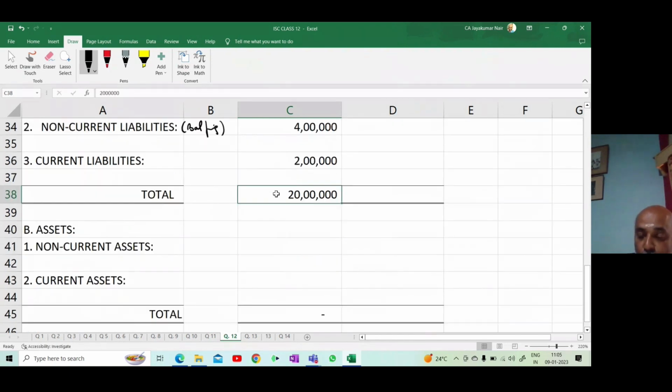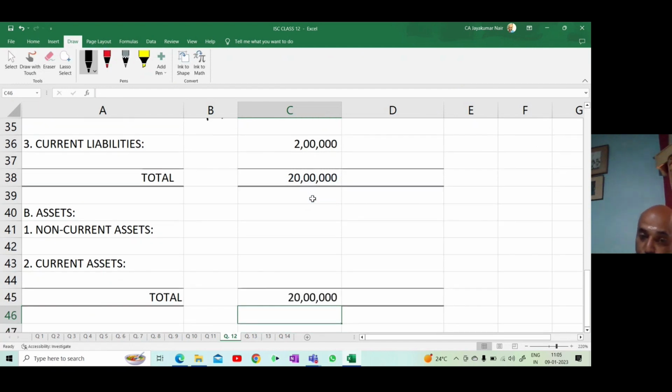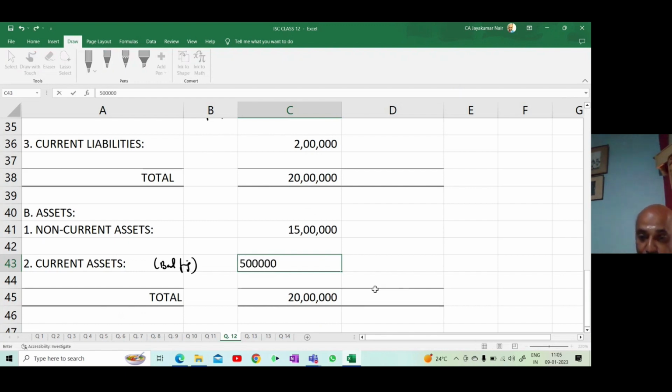Remember, once you know the total of your equity and liabilities is 20 lakhs, that means I know the total of my asset side. Asset side total is also 20 lakhs. Non-current assets is given to you in the question. It is 15 lakhs. That means the balancing figure is your current assets, because the total of your assets is 20 lakhs. 20 minus 15 is 5 lakhs. So 5 lakhs is your current assets.